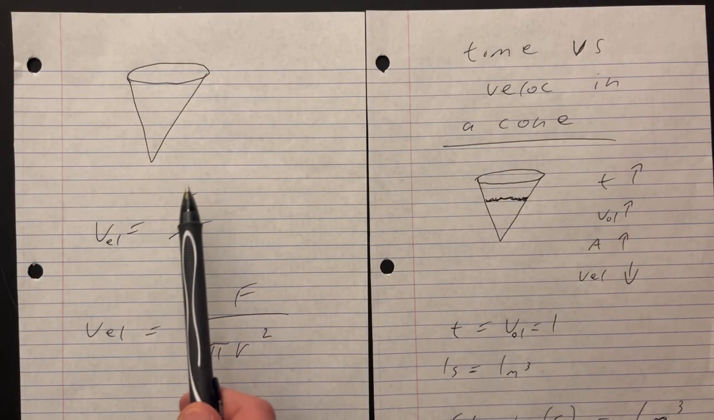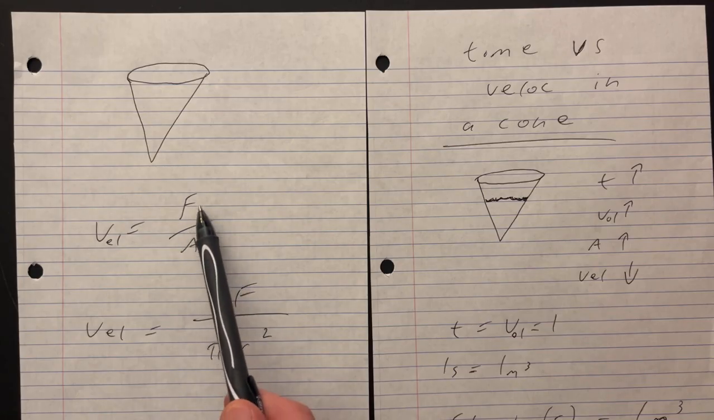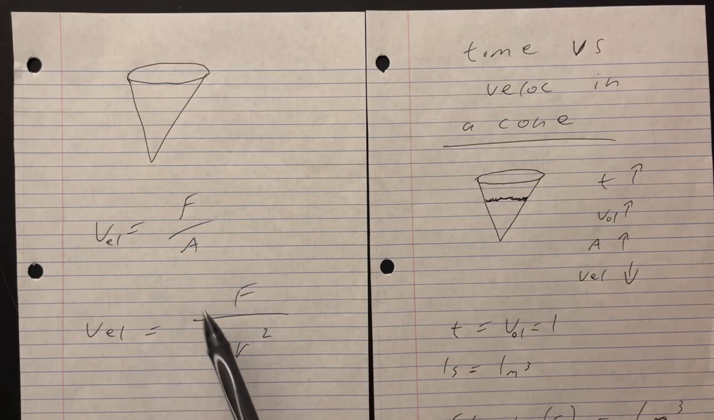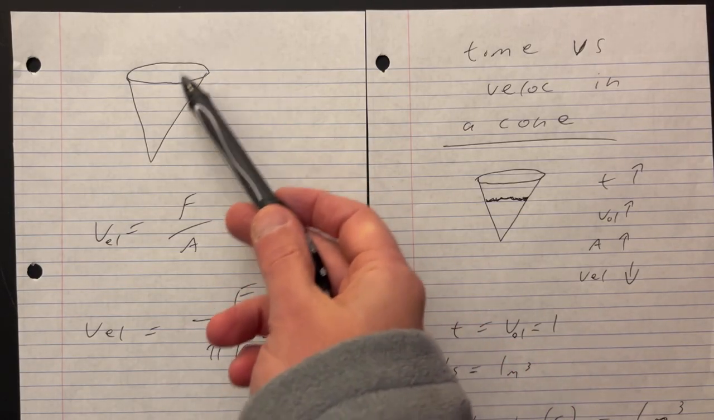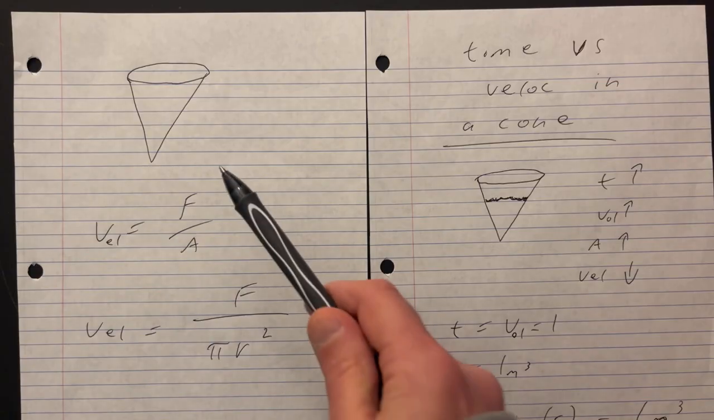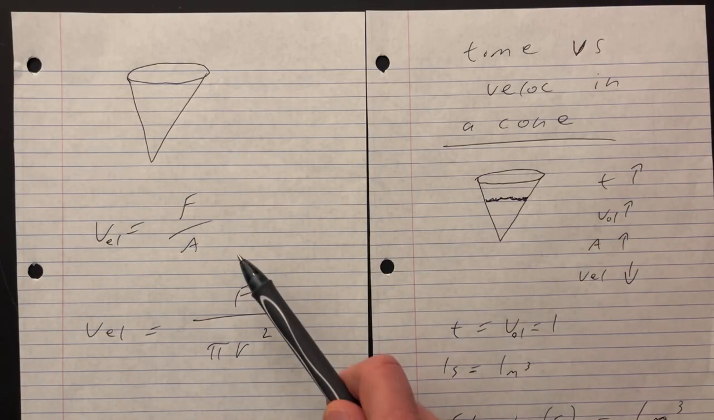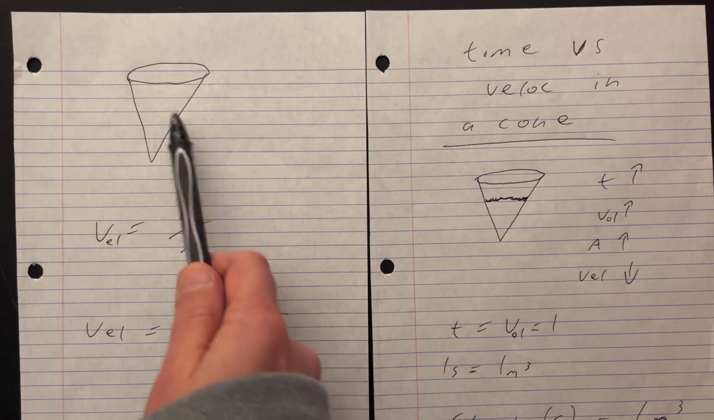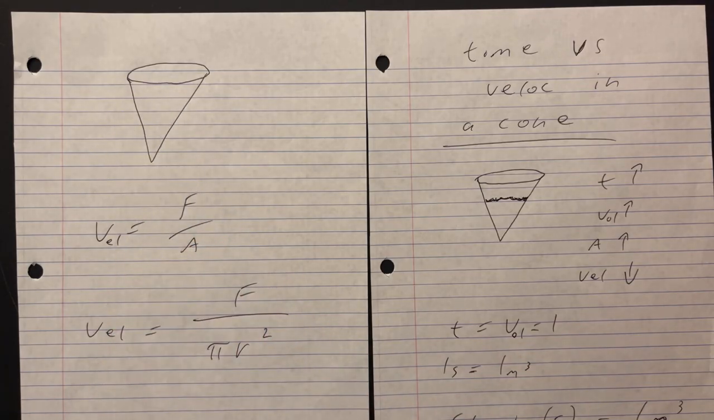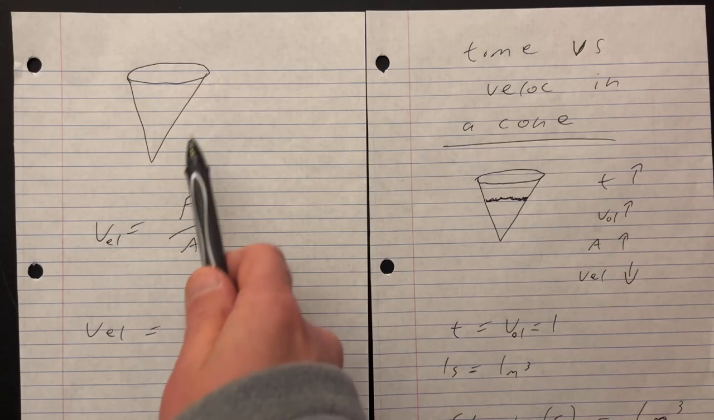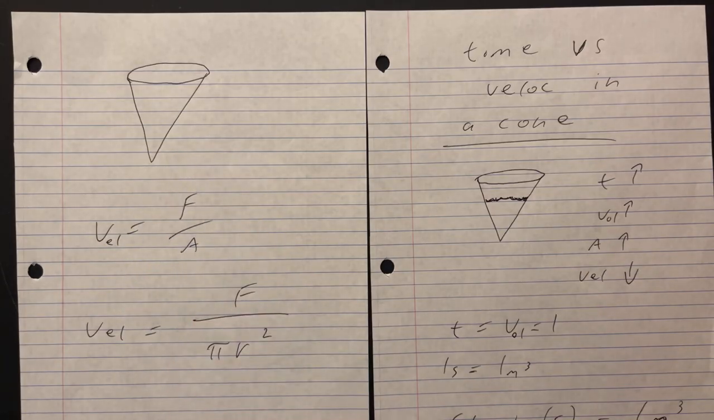Velocity will equal the flow rate. I keep wanting to say force, but flow rate over area. And if it's a circle, the area will be pi r squared. So in other words, next time when you're out somewhere in the backyard and you're pouring a hose full of water into a cone, and you're wondering how fast that fluid is rising in that cone, you simply take the flow rate of your hose, divide that by the particular area wherever that water level is, and that will give you the velocity of that fluid rise at that particular instant in time.